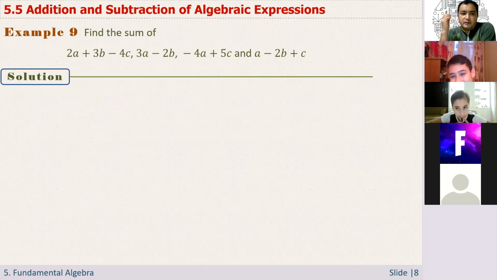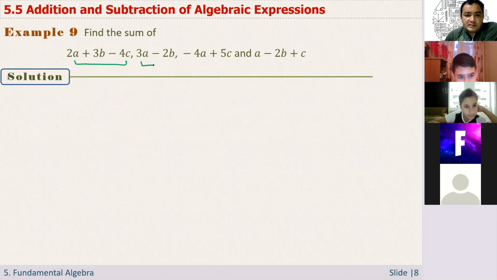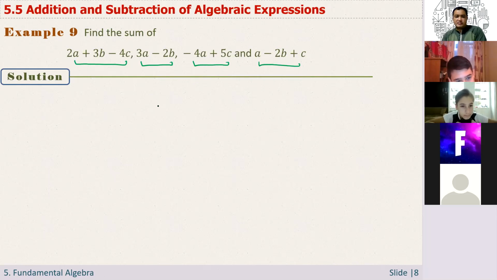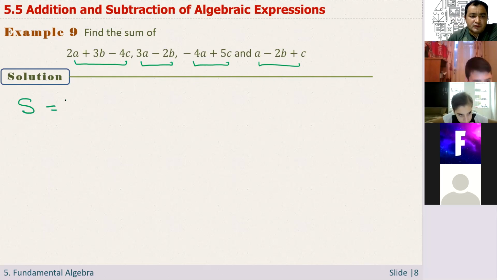So now we will learn to understand this sentence: find the sum of. How many algebraic expressions do we have here? We have 4. That is the first one, the second one, the third one, and the fourth one. It says find the sum of these algebraic expressions. That means let's denote the sum by S. So this S will be equal to 2A plus 3B. Let me just copy first.